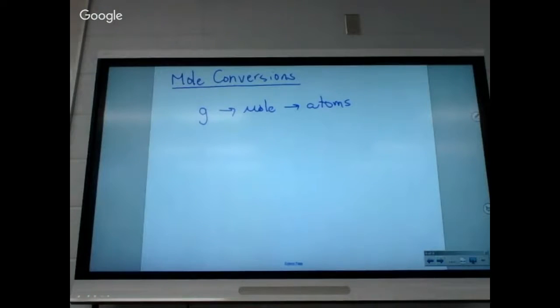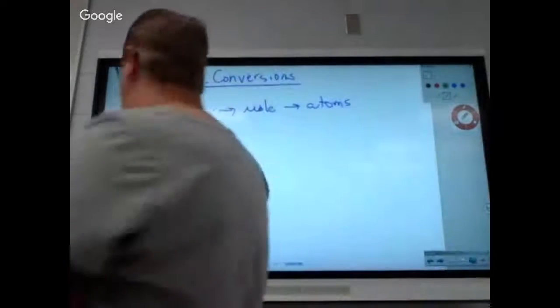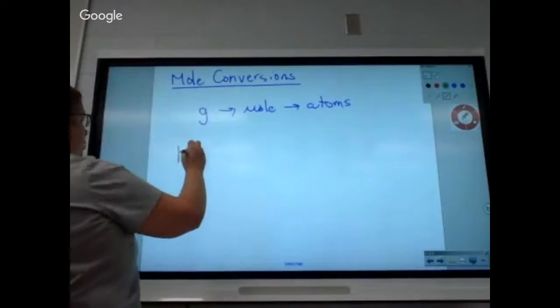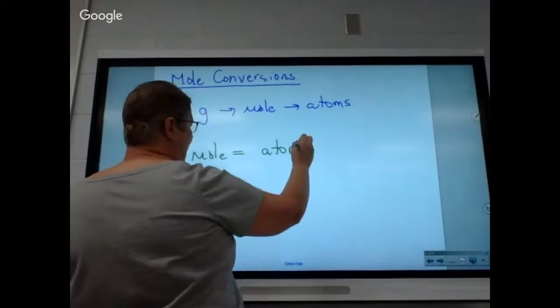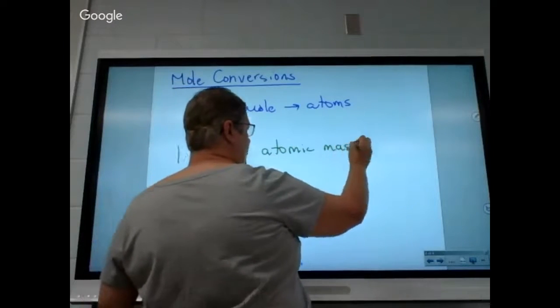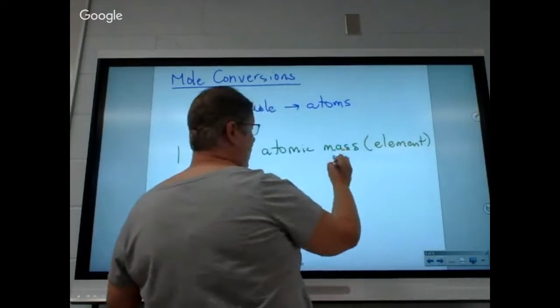Last week, you guys were not very sophisticated because you only knew about elements on the periodic table. So you could only go to atoms. However, this week, we're a little more sophisticated because now we know about compounds, right? So we're going to branch out just a little bit. Last week, we knew that 1 mole was equal to the atomic mass of an element, which was found in grams, right?